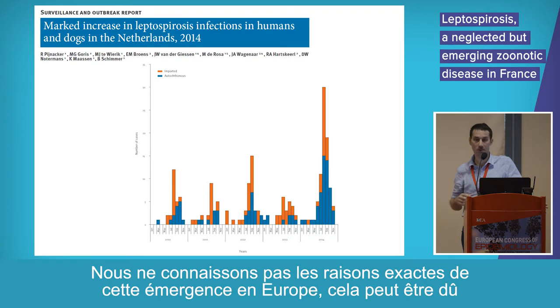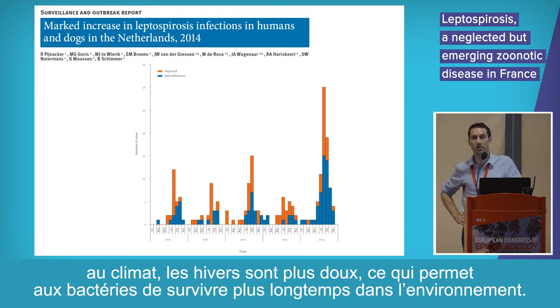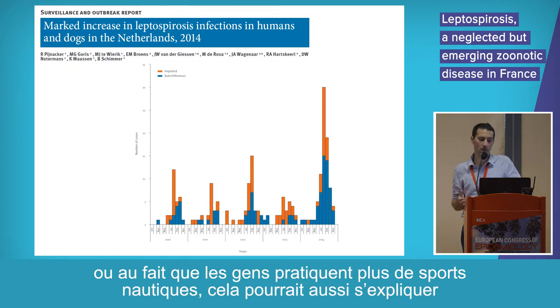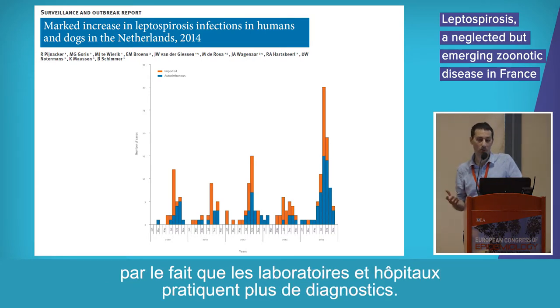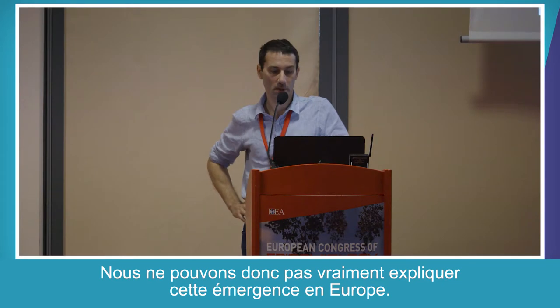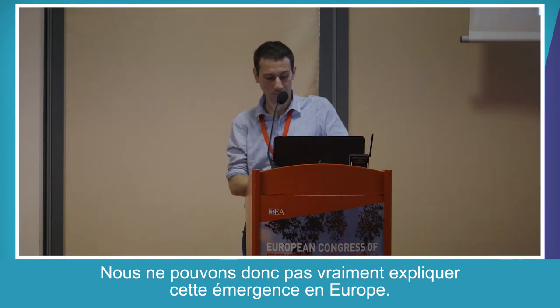So we don't know exactly what the reasons for this emergence in Europe are. It can be due to the climate, mild winters that allow the bacteria to survive for a longer period in the environment, or to an increase in the rat population. It can be people doing more water activities. It can also be due to diagnostics, so there are more labs and hospitals doing diagnostics. We don't really know the reasons for this emergence in most European countries.